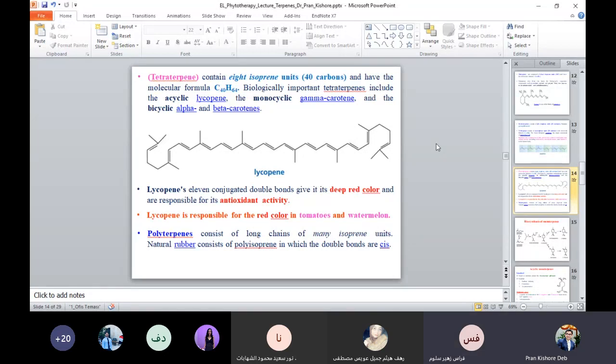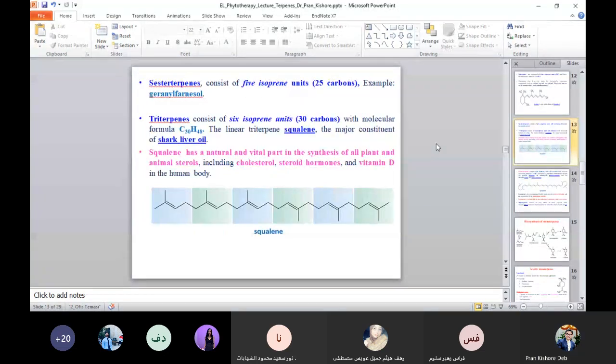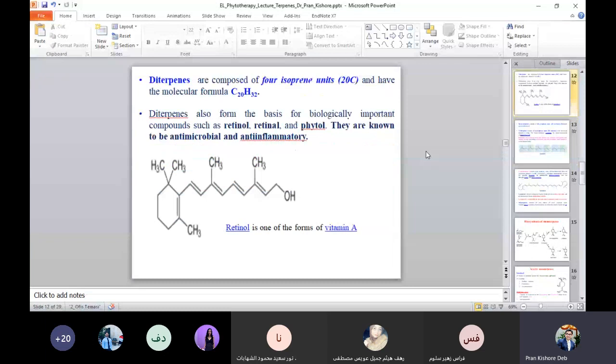Now regarding lycopene, how many points do you need to remember? The red color and antioxidant activity of tomato and watermelon. Squalene, shark liver oil, and we'll find out next class whether it is present in the whale. I am sure it is also present there.